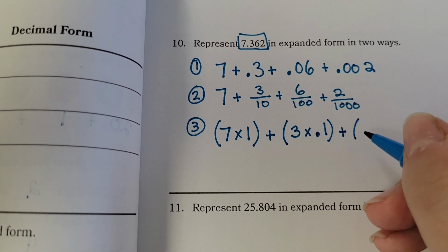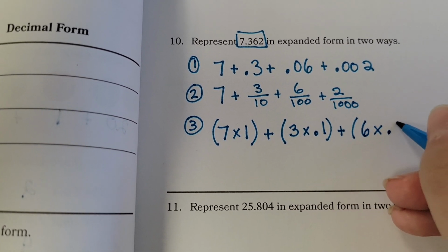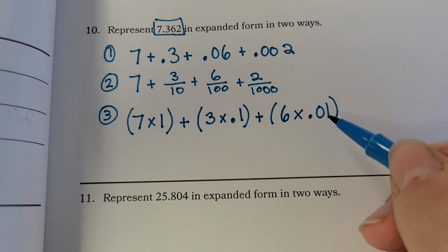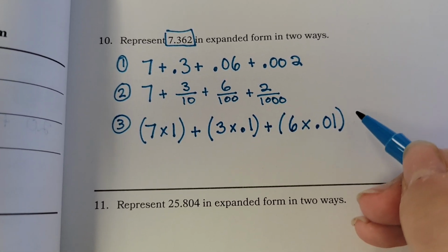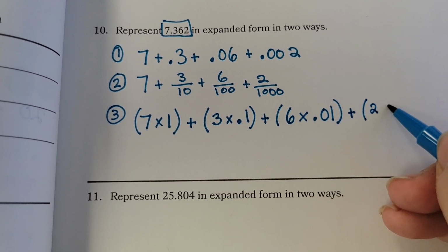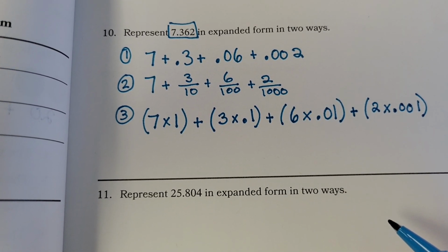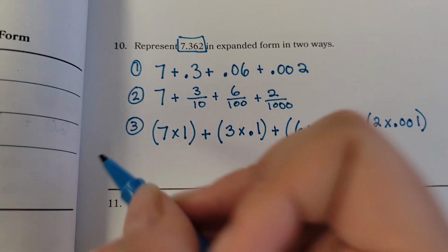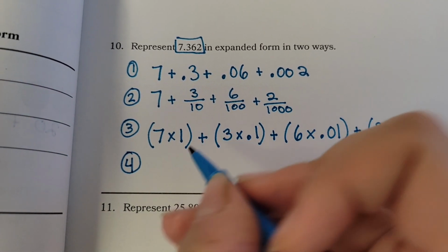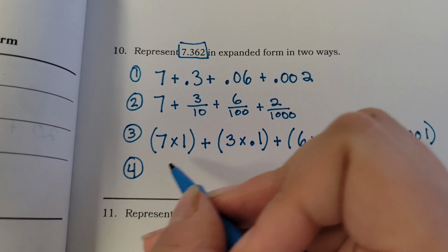All right, our next value is 6 hundredths. So I have 6 in the hundredths place. So I'm going to represent my hundredths place as 0.01, and I have 6 of them. Lastly, I have 2 thousandths, so I have 2, and they're in the thousandths place. So I'm going to represent my thousandths as a decimal. The last way is the exact same as this, but instead of decimal form, we're going to write it in fraction form.